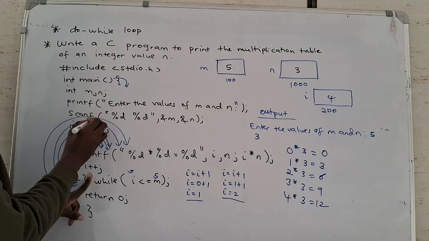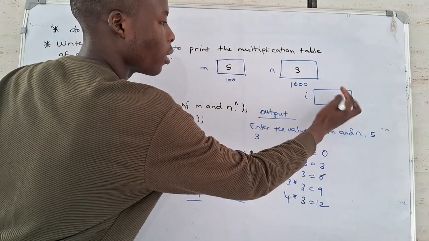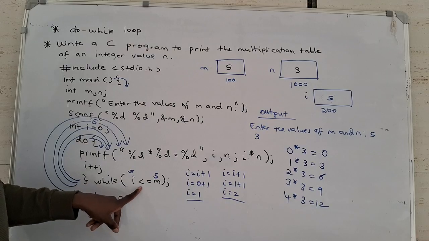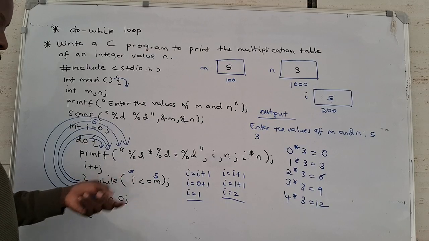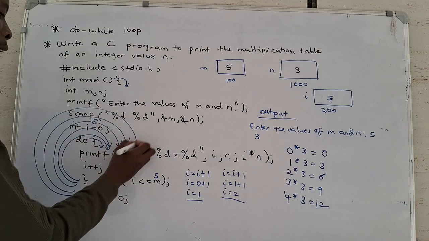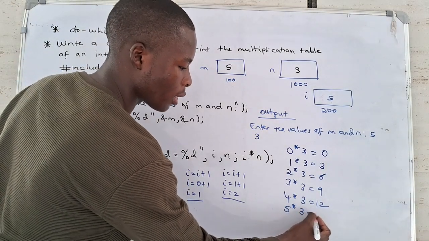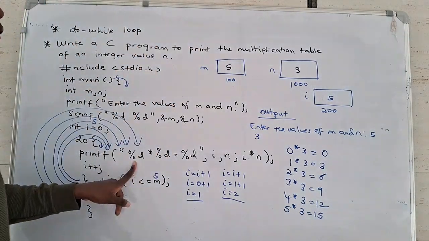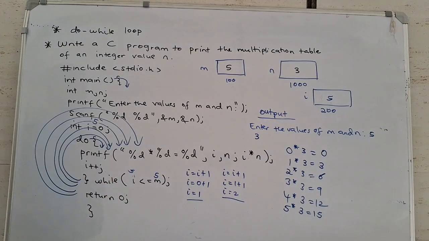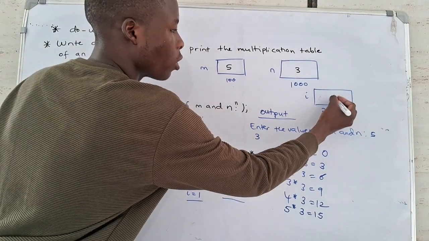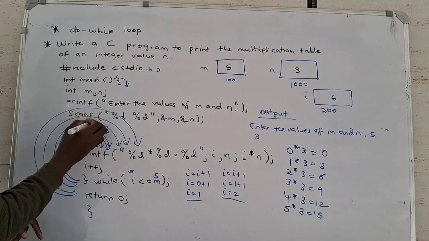So this is 5, this is 5, and this is 5. Now let's check. 5 is less than or equal to 5. Yes, 5 is equal to 5. It is going to enter again. It is going to say 5 into 3. The answer is 15, so 15 is going to be printed. Now it is going to increment the value of i from 5 to 6. So i is equal to 6 now.